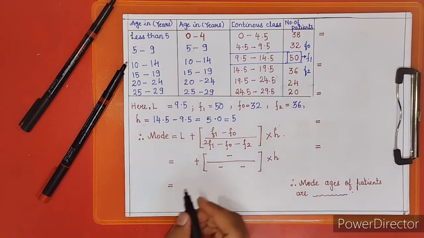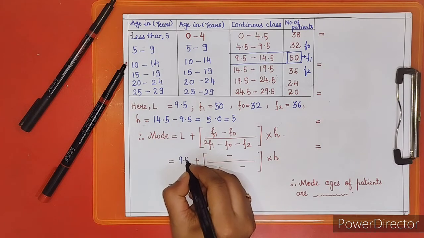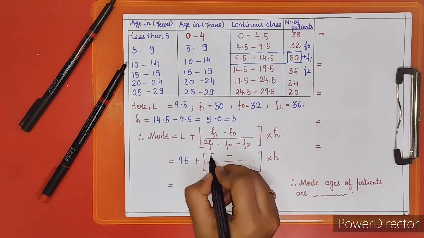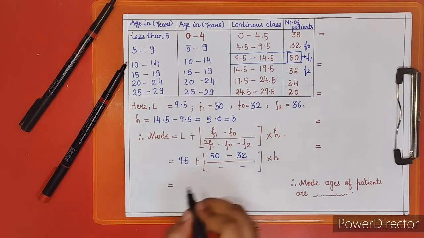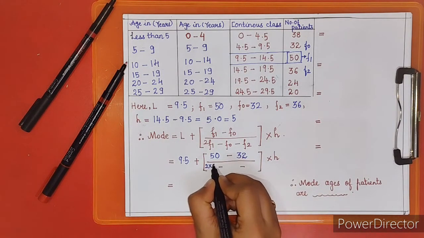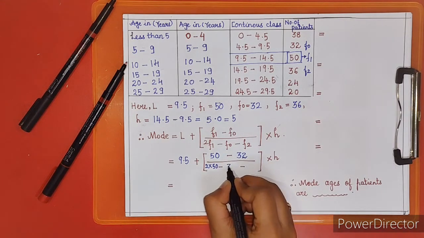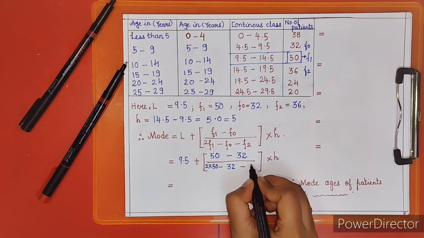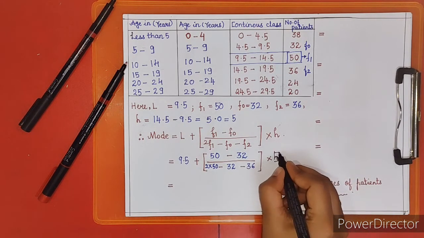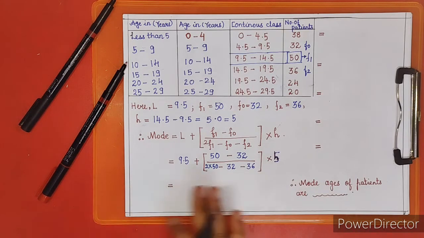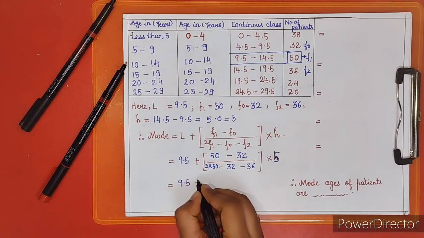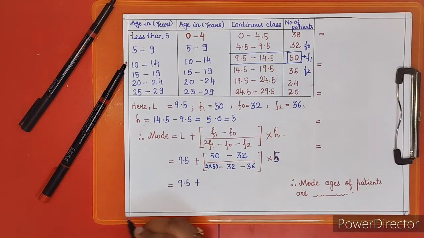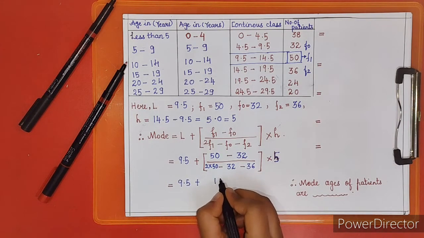Now we'll substitute all the values. Lower limit is 9.5, f1 is 50, f0 is 32. 2 multiplied by f1 means 2 multiplied by 50. The value of f0 and the value of f2 is 36. Your height is 5. Substitution done. Now we'll calculate it. We'll simplify the bracket. What is 50 minus 32? It is 18.